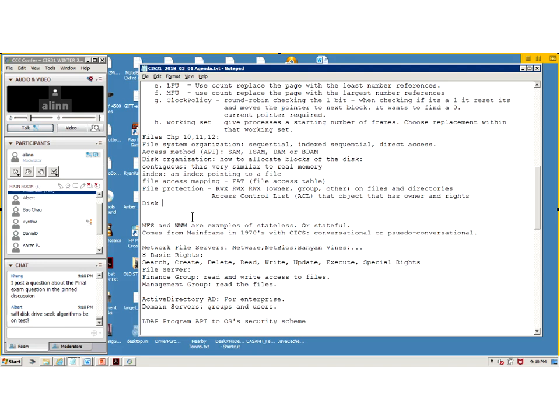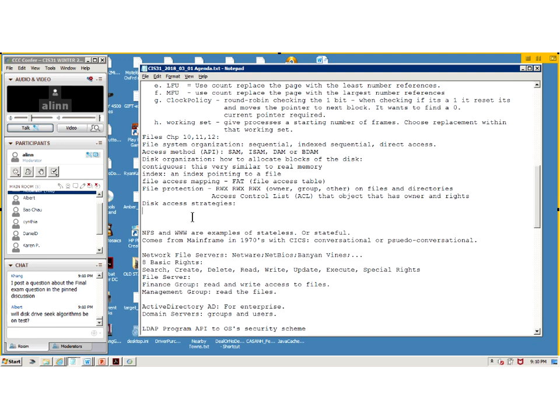What would we call those? Disk access strategies. We had FIFO, first come, first serve. We had SCAN. We had C-SCAN and LOOK. And I forgot the other one. C-LOOK, thank you.